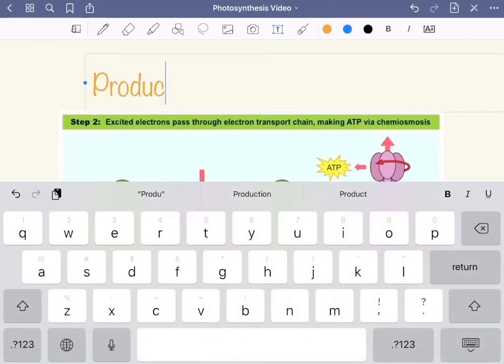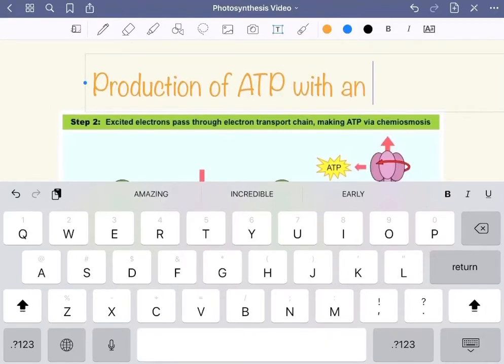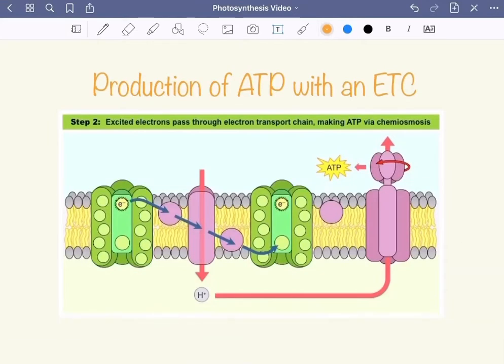The next step of light-dependent reactions is production of ATP with an electron transport chain. Excited electrons from photosystem 2 are transferred to an electron transport chain within the thylakoid membrane. As the electrons are passed through the chain, they lose energy, which is used to translocate hydrogen ions into the thylakoid. This buildup of protons within the thylakoid creates an electrochemical gradient or proton motive force.